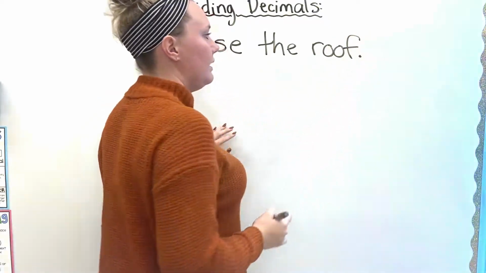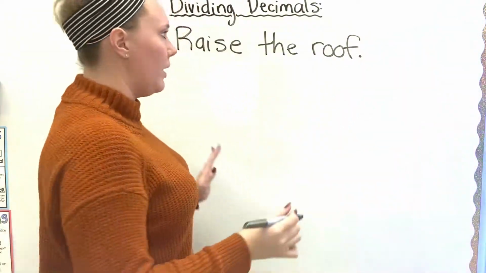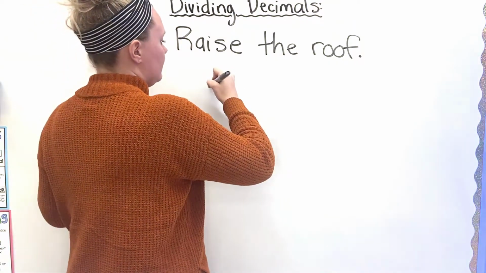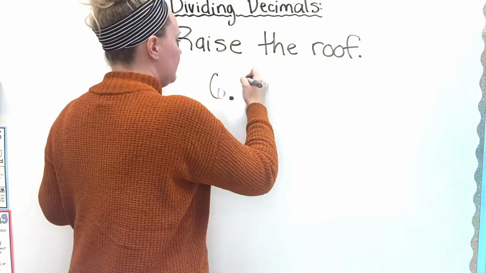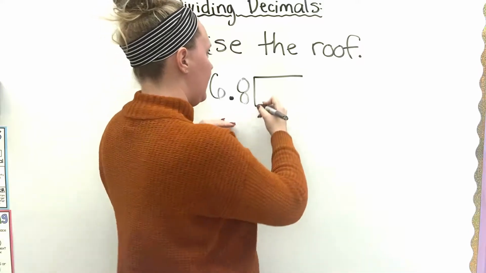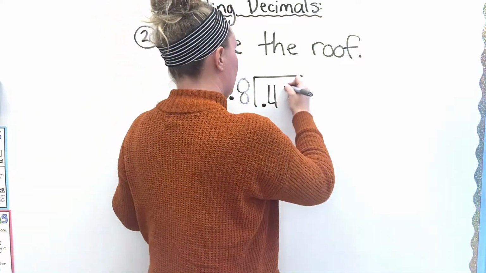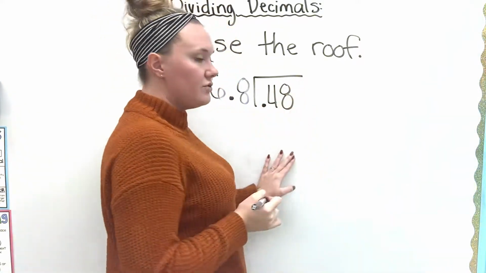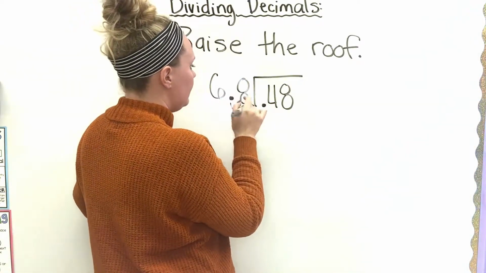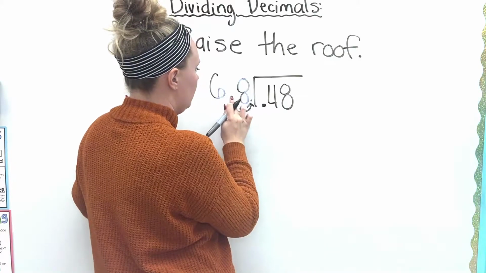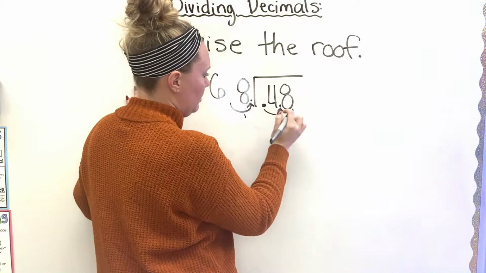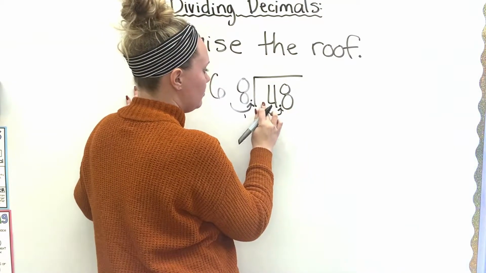Now, you're probably thinking, what in the world is she talking about? Well, if I have a problem that is, let's say, 6 and 8/10 as my divisor and 48/100 as my dividend, and let's say I go through the process and make it legal, I jumped one time, so I'm going to jump one time on the inside to make it match.